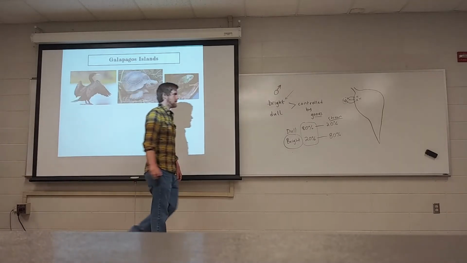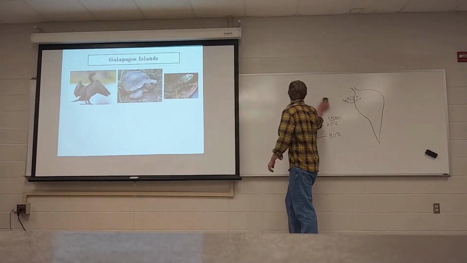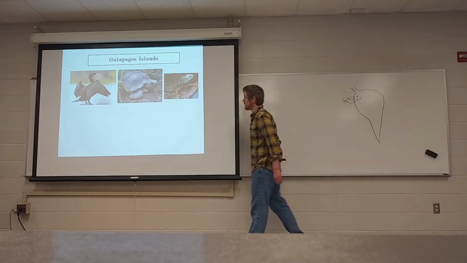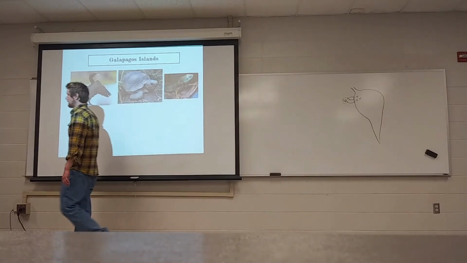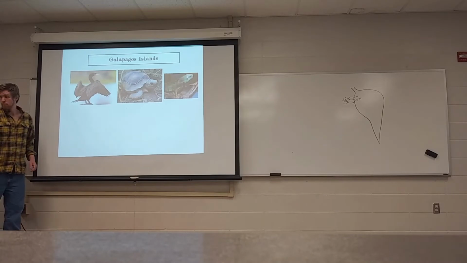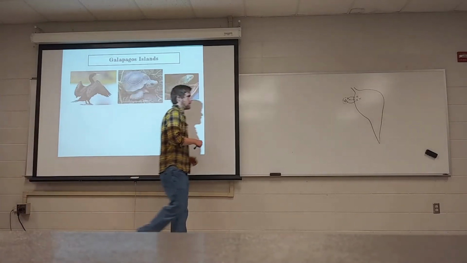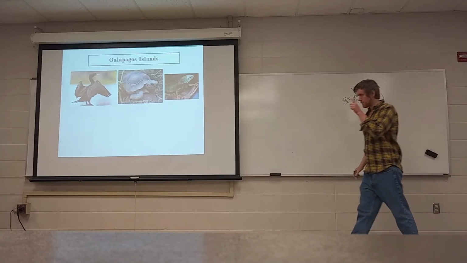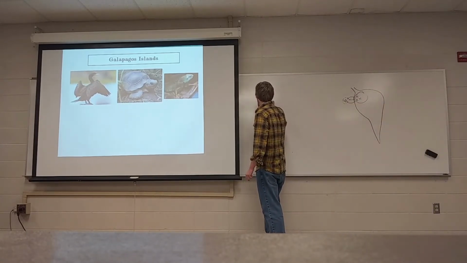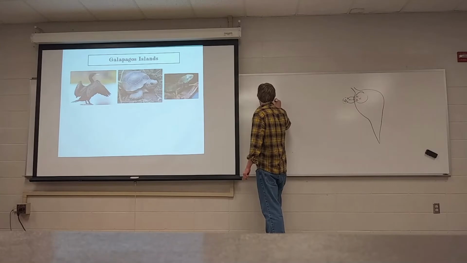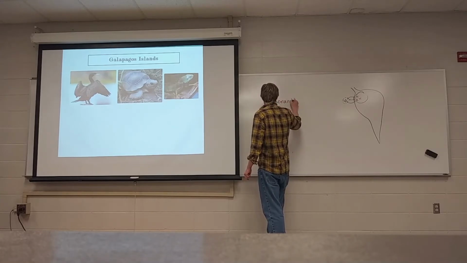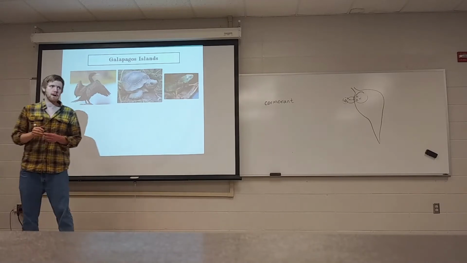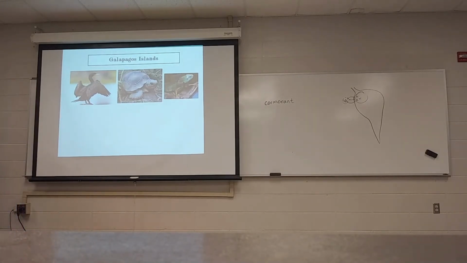So the three species here are all organisms that are found on the South American mainland. The one on the top left is a bird called a cormorant. It eats fish. We actually have them here in Missouri. You may have seen one.